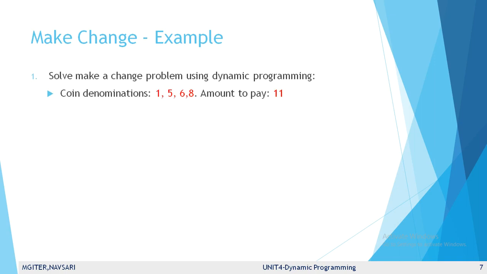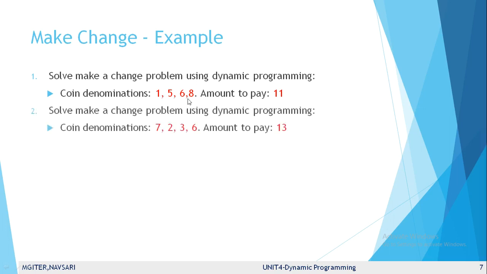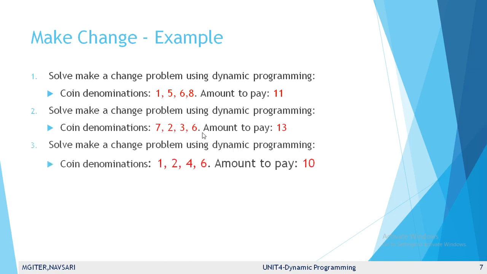So here we give examples for making change. Make the change of 11 rupees using coins of 1, 5, 6 and 8. Another example: change of 13 rupees using coins of 7, 2, 3 and 6. And the third example: make the change of 10 rupees using coins of 1, 2, 4 and 6.